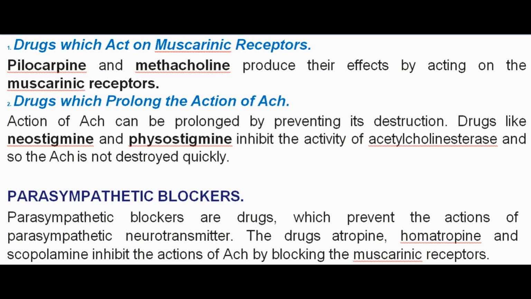Drugs which prolong the action of ACH. Action of ACH can be prolonged by preventing its destruction. Drugs like neostigmine and physostigmine inhibit the activity of acetylcholinesterase, and so the ACH is not destroyed quickly. Parasympathetic blockers. Parasympathetic blockers are drugs which prevent the actions of parasympathetic neurotransmitter. The drugs atropine, homatropine, and scopolamine inhibit the actions of ACH by blocking the muscarinic receptors.